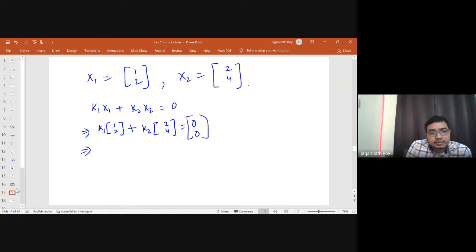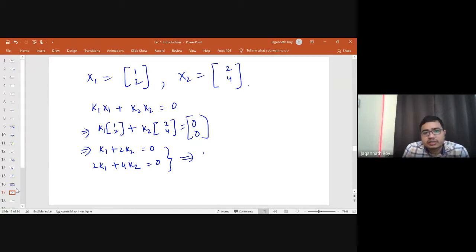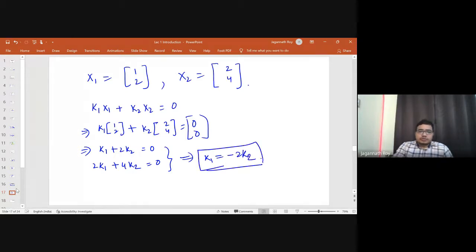So you will get k1 plus 2 k2 equals 0, and then 2 k1 plus 4 k2 equals 0. If you solve them, what will you get? In fact, this equation and this equation are the same equation, just a multiplication by 2. So you will get k1 equals minus 2 k2. So this system of equations does not have a unique solution.